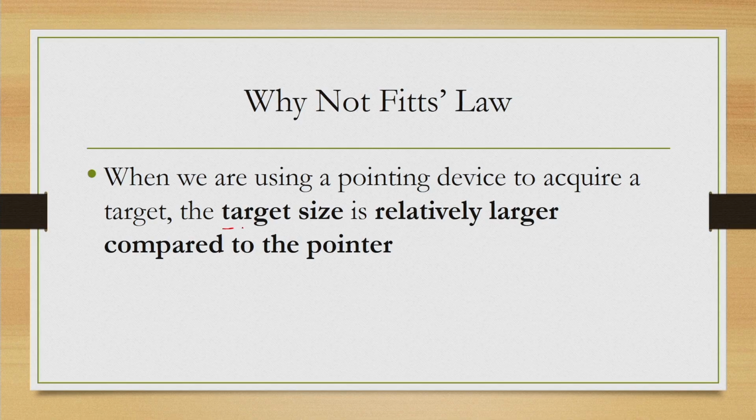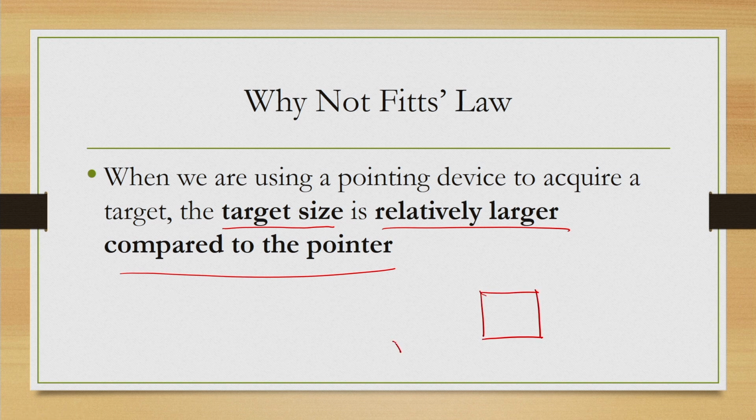Now, one characteristic of such input mechanisms is that the target size, the object that we want to select with the pointer, is relatively larger compared to the pointer size. This is important. If I have an object like this and a pointer which is small, its size is much smaller compared to the overall object size. That is an implicit assumption we have made so far in our application of Fitts law, that the on screen pointer that we are using to acquire a target has much less size compared to the overall target size. Now, why is that important?